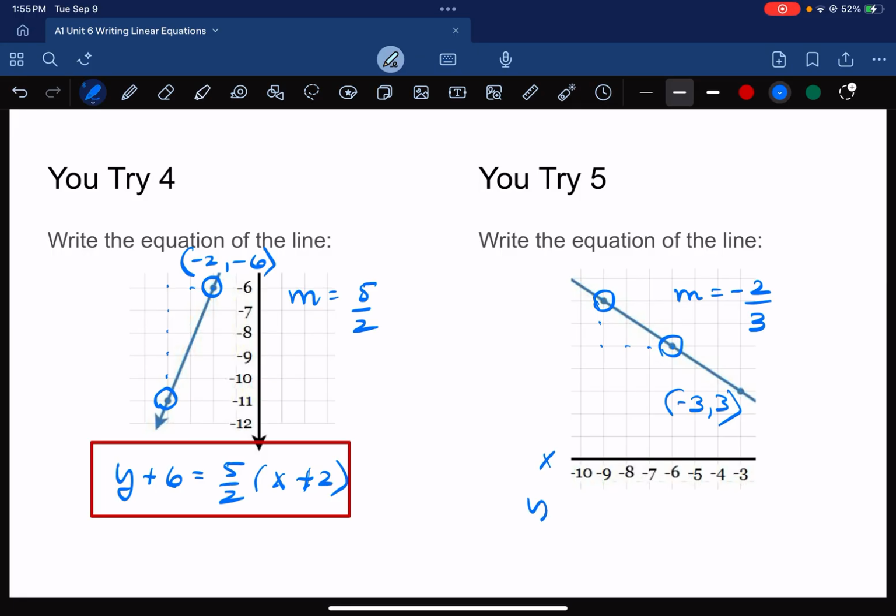So y minus 3. Oh, finally, we got a y value that's not negative. y minus 3 equals m, and then x minus -3. So that one switches to a plus.